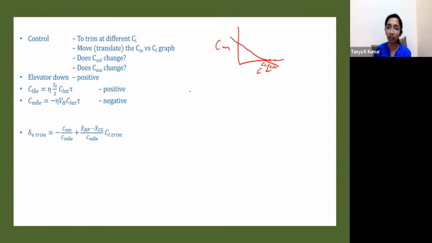Okay. So what it effectively does is it translates this graph. It doesn't rotate it. So does the CM not change? Does the CM not change when we deflect a control surface? Yes. Does the CM alpha change? Does the slope change?